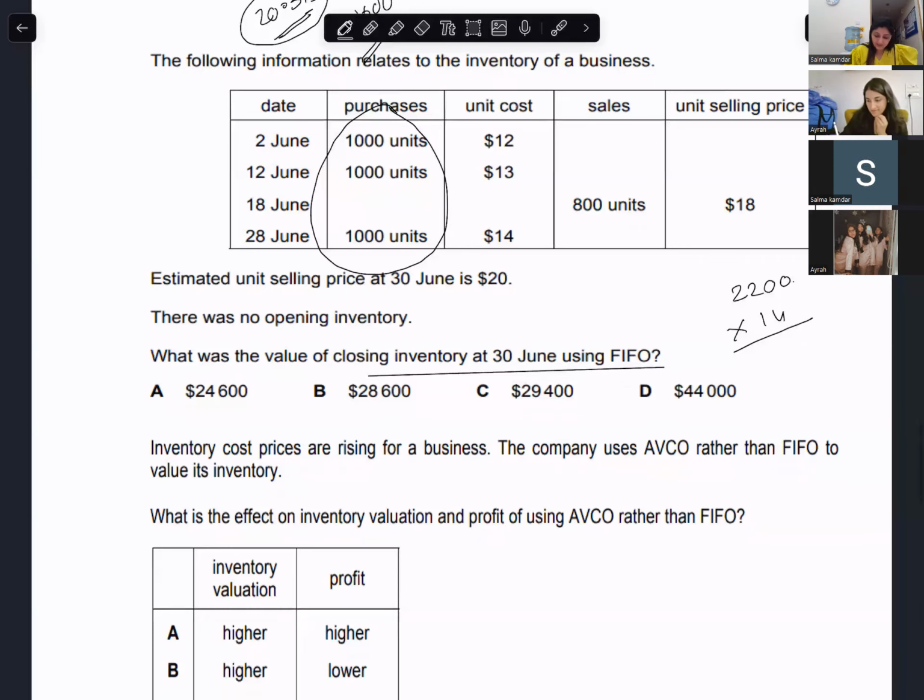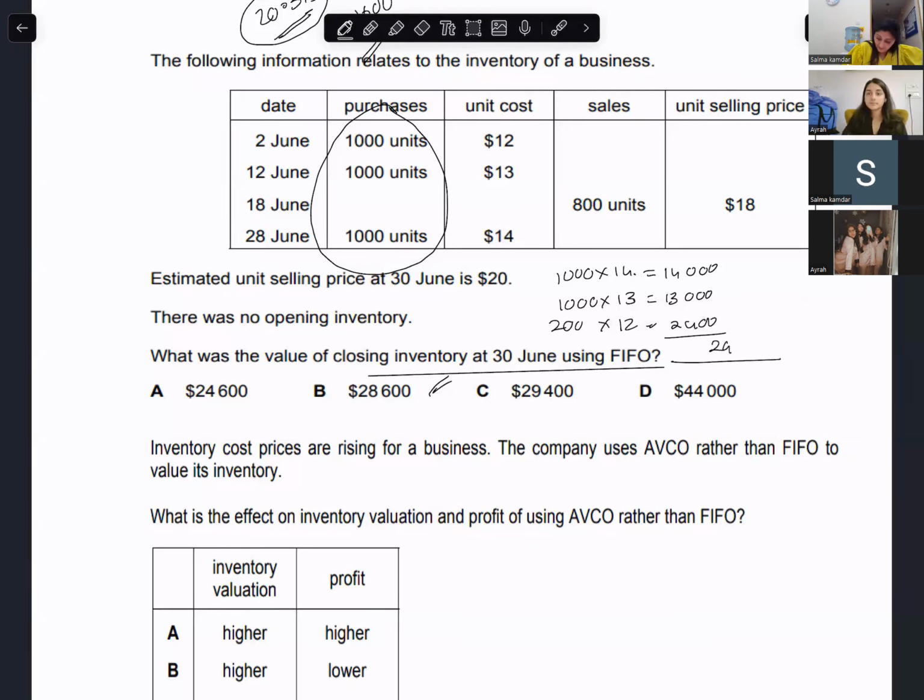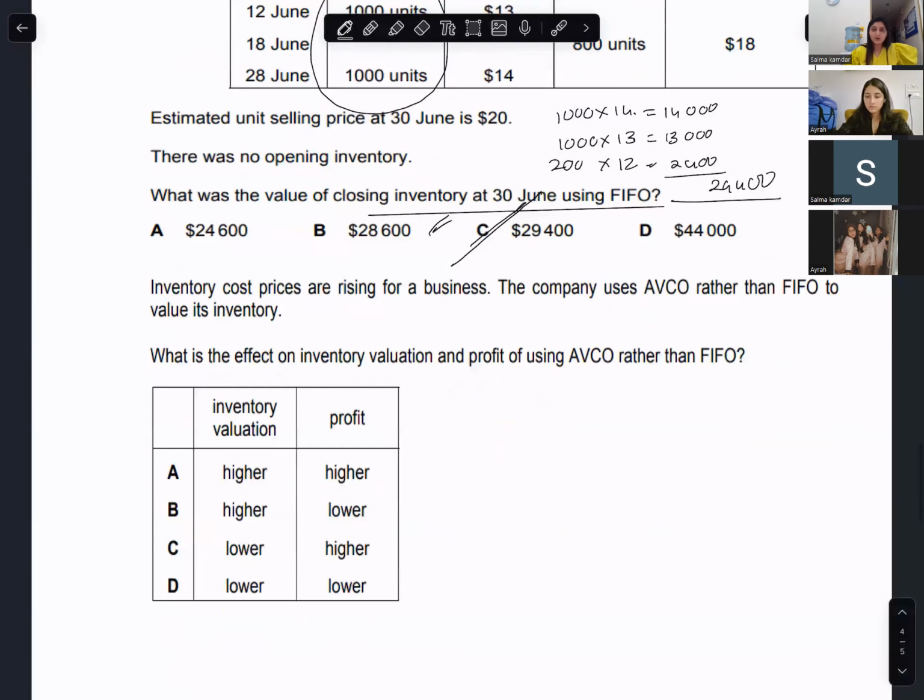You want to find the value of closing inventory. So you can do it like this. 2,200, so it would be 1,000 into 14, 1,000 into 13, and 200 into 12. So this is 14,000, 13,000, and 2,400. What is the total? 29,400. Option C. Next one.